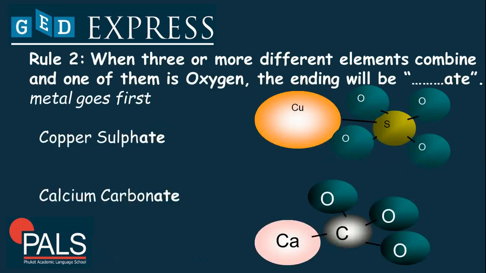Now, when 3 or more different elements combine and one of them is oxygen, the ending will be ATE. And we always put the metal first. For example, in the illustration on your right, there are 4 oxygen, 1 sulfur, and 1 copper. Copper is considered a metal, so we put that first. So we write copper sulfate. The same is true with the illustration down below. On your right, you have 3 oxygen and 1 carbon, and we have calcium. Calcium is a metal, so we put that first, so we will have the name calcium carbonate.